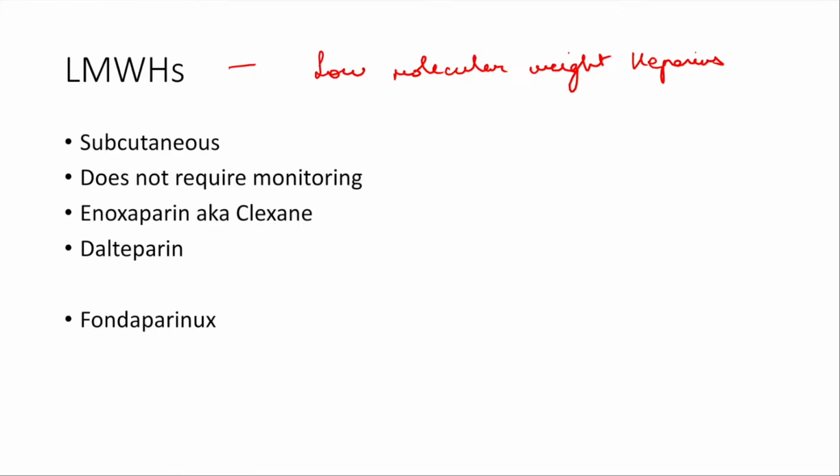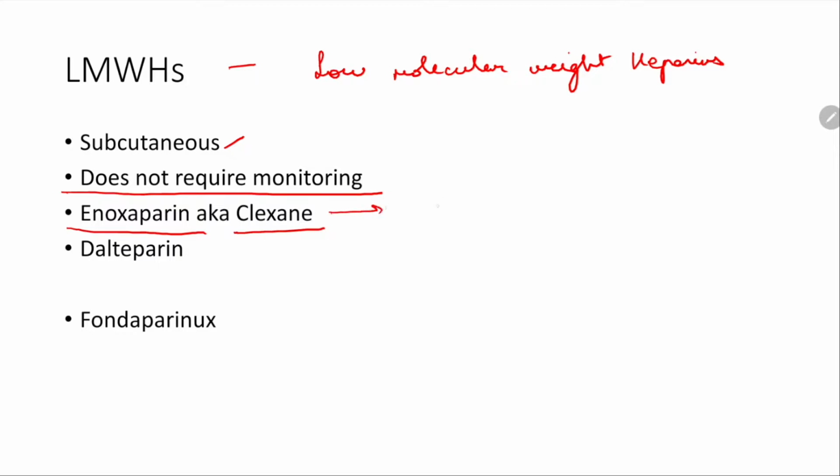So again, their administration is also subcutaneous like heparin, but the difference being they do not require monitoring. You don't need to do serial APTTs. So they usually have a more stable action and a very predictable action. So a usual regime is usually enough. The most common one used is Clexane, the technical term of which is enoxaparin.